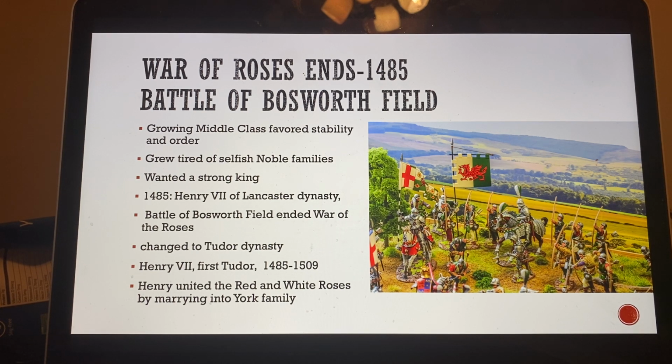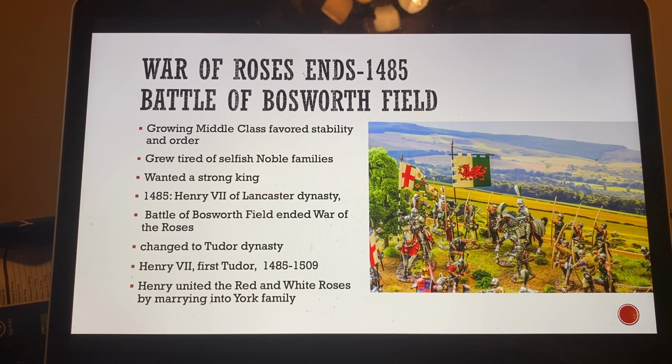Just think of Bosworth Field, and you'll see two different roses. These families had knights they hired. They had people in their family fighting each other. Two different families fighting over leadership. The growing middle class favored stability and order, and they were growing very tired of these noble families fighting each other. They didn't want to fight for these roses anymore. So the War of the Roses really made the people very upset.